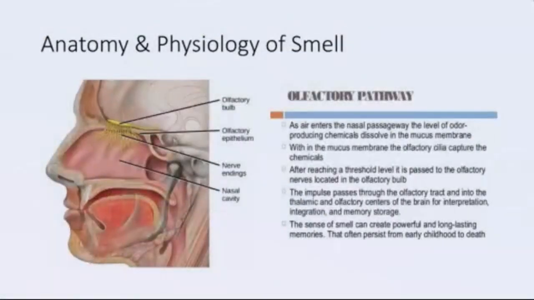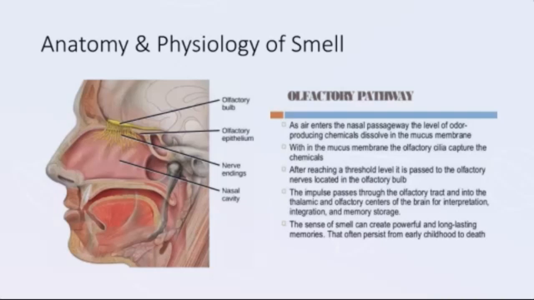So olfaction. Olfaction is the sense of smell. So where does it happen? Of course, the nose is responsible. The sensory organ is found in the nose. At the roof of the nose, we've got what we call the olfactory bulb. The olfactory bulb comprises an epithelium that has nerve endings of the olfactory nerve.